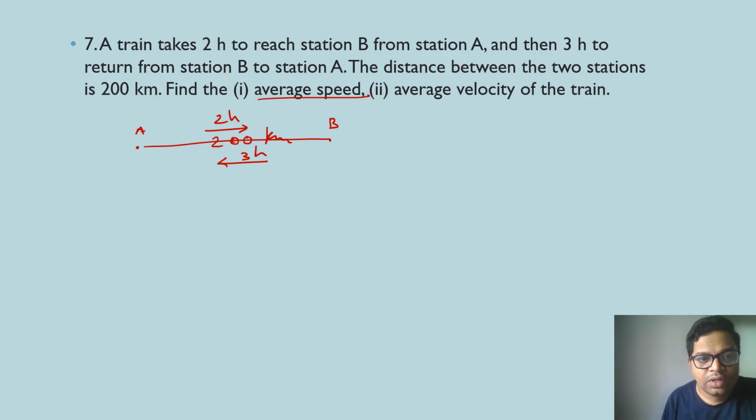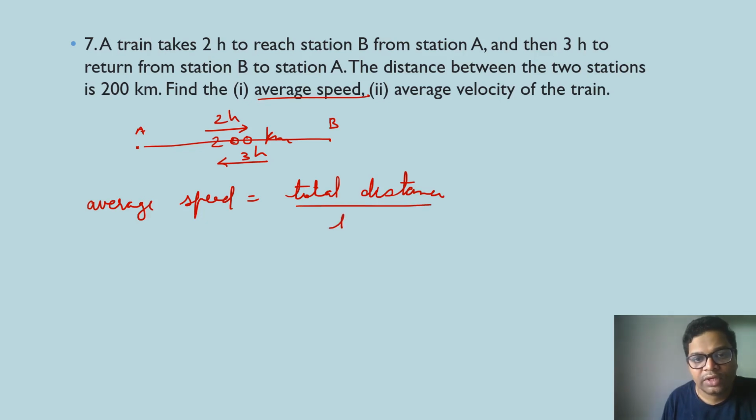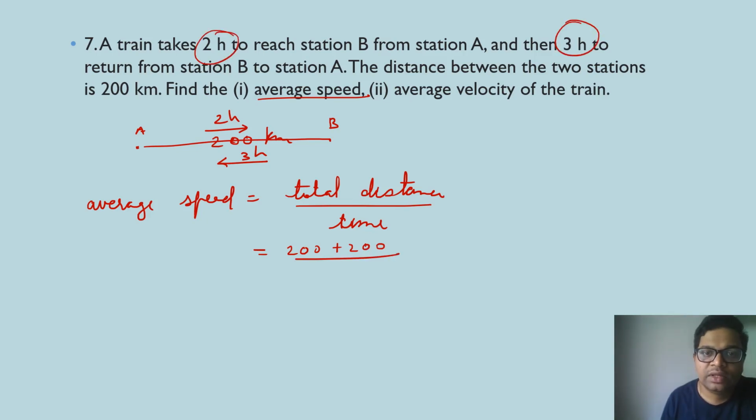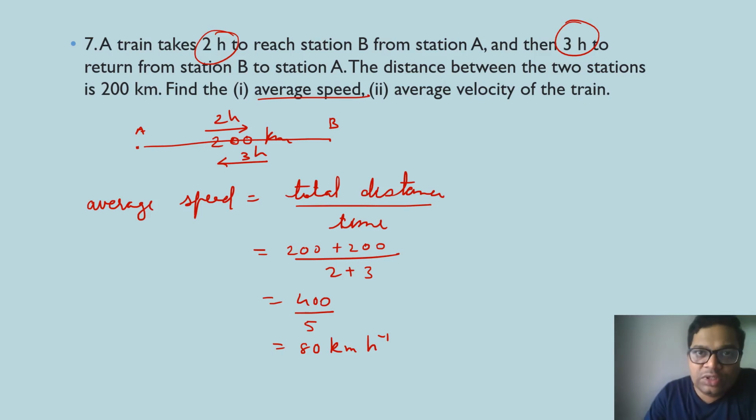So again, this is relatively easy. Average speed is total distance upon the time taken. So it's going from A to B and B to A. So the total distance will be 200 plus 200, and the total time is 2 hours plus 3 hours. So that is 2 plus 3, 400 upon 5, that is 80 kilometer per hour. So this is the average speed.